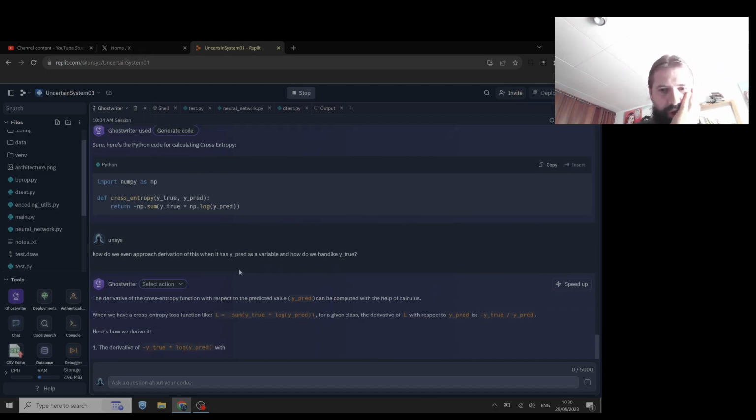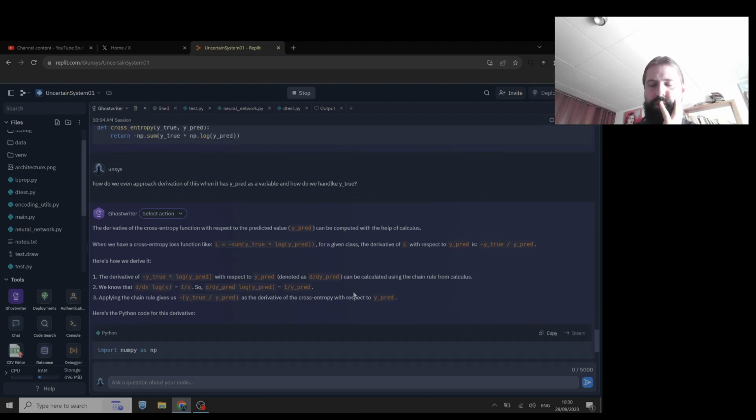We have calculus, yeah, sure. So I guess you treat y true as a constant. The derivative. We know that the derivative of log x is 1 divided by x. This is 1 divided by y pred. Fine. Applying the chain rule.